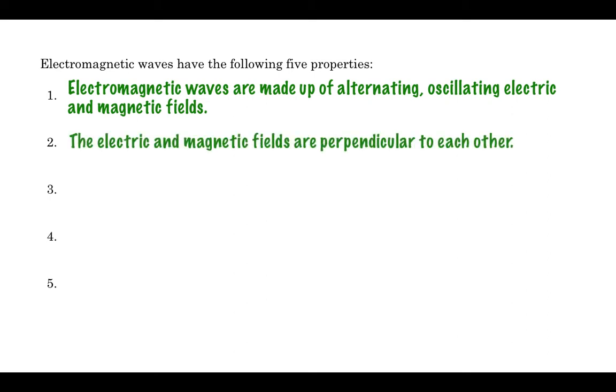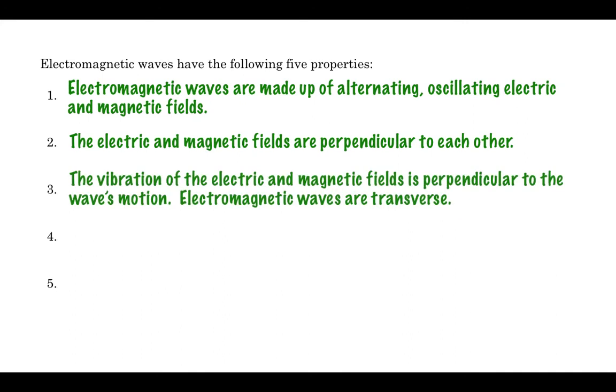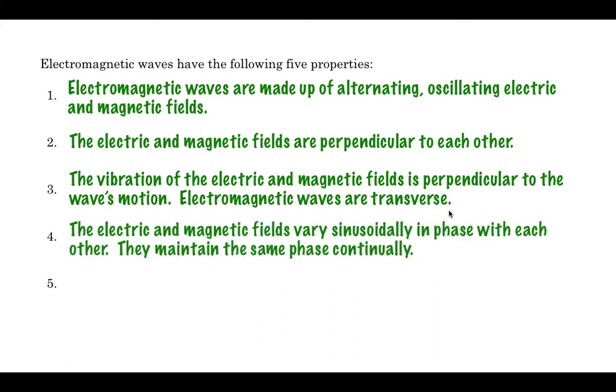Okay, the electric and magnetic fields are perpendicular to each other, and you saw that in that diagram. The electric field was in y, the magnetic field was in x. Okay, so they're perpendicular. The vibration of the electric and magnetic fields is perpendicular to the wave's motion. So electric and magnetic fields are perpendicular to each other, which are also mutually perpendicular to the direction of the wave. Electromagnetic waves are transverse.